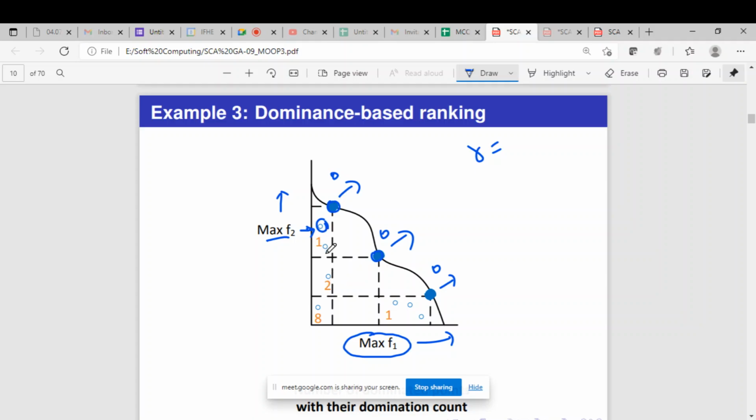That's what we are trying to understand. You just see the diagram and say who is dominating this particular individual. See, we want to maximize both F1 and F2. Okay. So, which point in the graph is better than this? Better than means somebody who is to the right of this and also above this. How many such individuals are there?